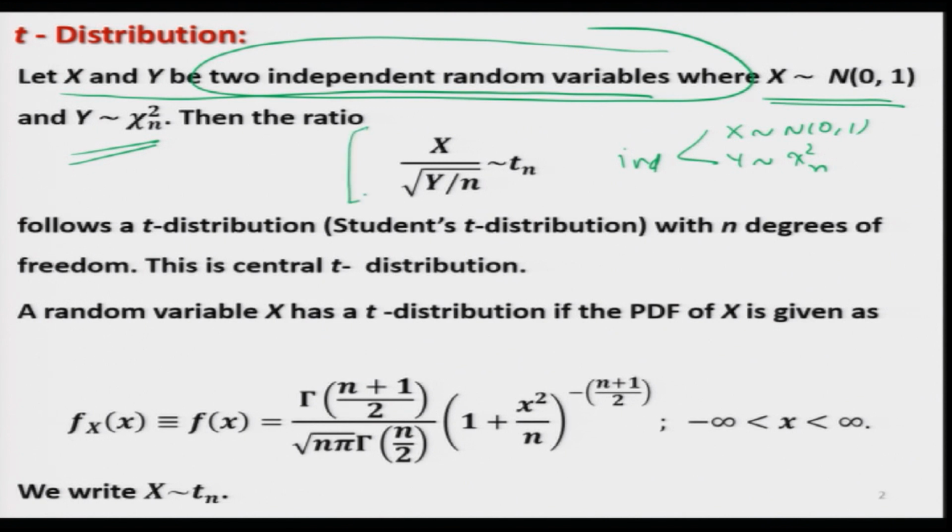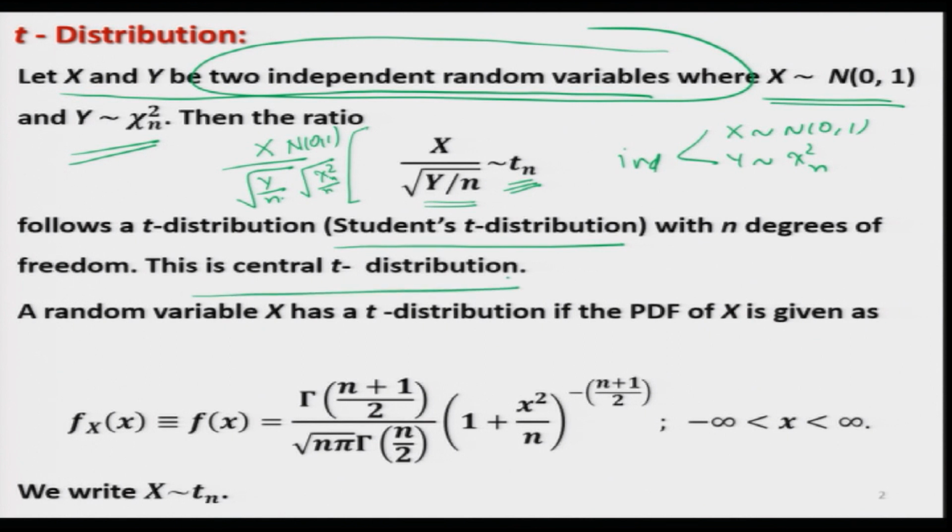Now we define a function of these random variables: x divided by square root of y by n. This is something like normal 0-1 divided by square root of chi-square divided by its degrees of freedom n. The distribution of this statistic will follow a t distribution with n degrees of freedom, and this is also called the student's t distribution. And this is a central t distribution.